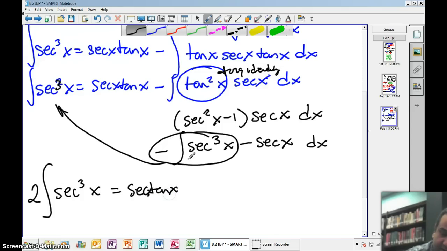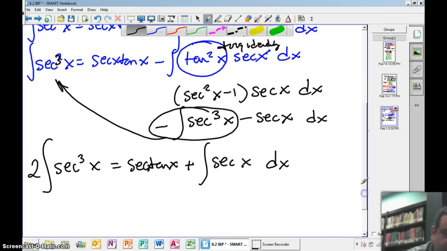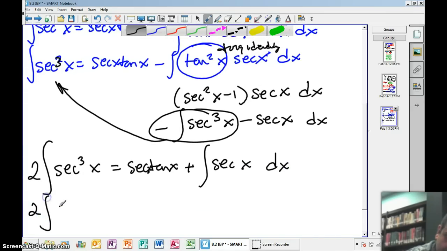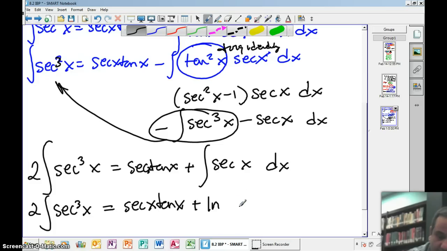Secant of x, tangent of x, that guy. Minus. Well, now it's minus. This became just minus, plus the integral of secant x dx. Secant x integral, I know, and I'm almost done here, is equal to the natural log of secant x plus tangent x, absolute value. So now, forget about the 2.